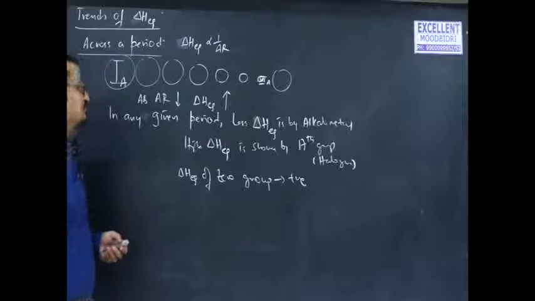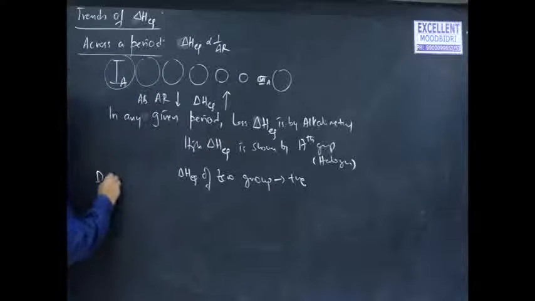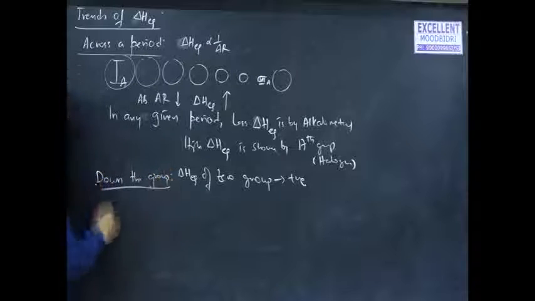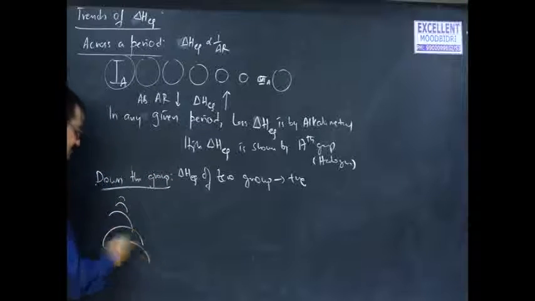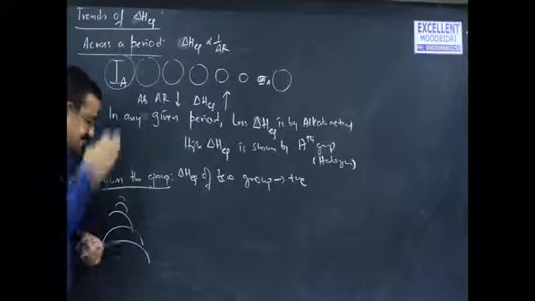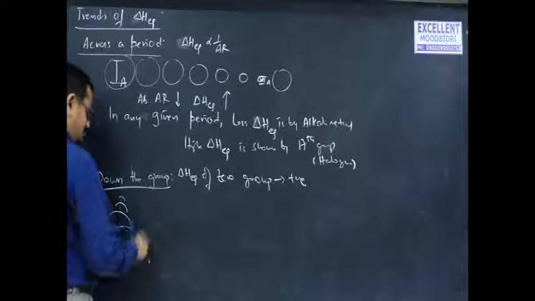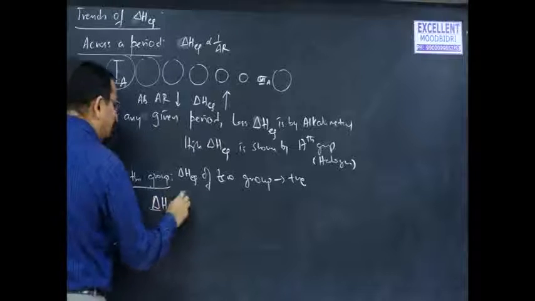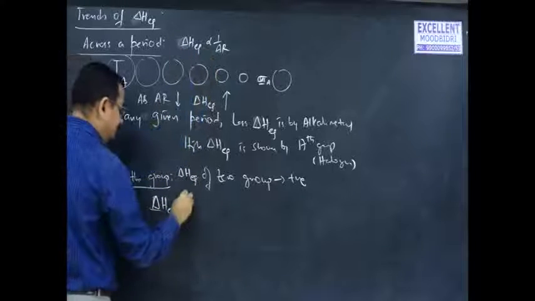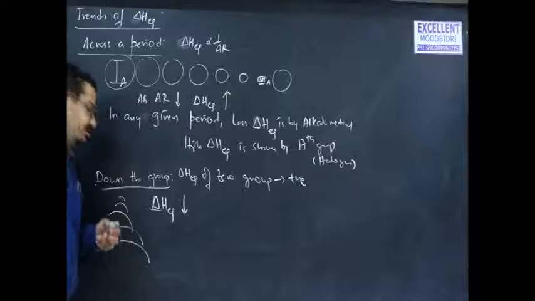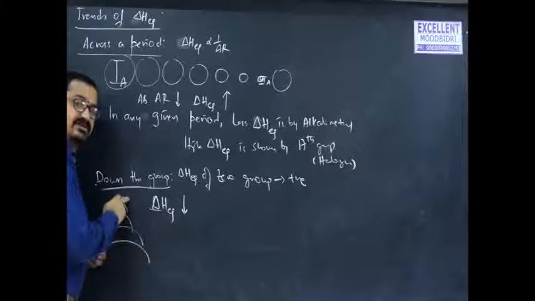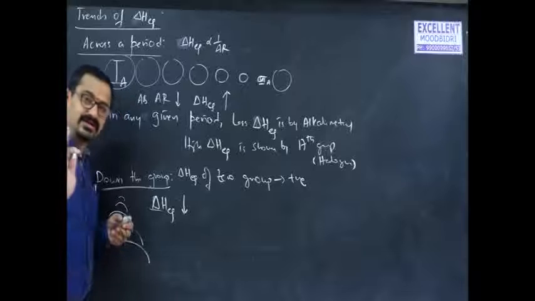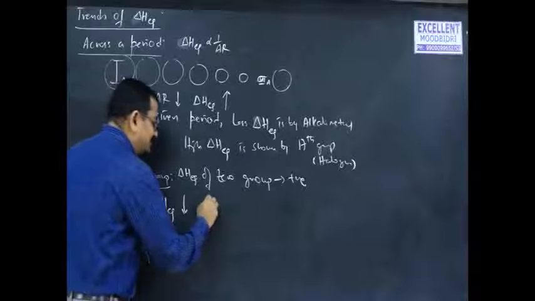Now, when it comes to the trend of electron affinity down the group, atomic radius increases down the group, so with the increase in atomic size, electron gain enthalpy decreases. So, in any given group, the first one will usually have a high electron gain enthalpy and the last one will have a low electron gain enthalpy. But there are some exceptions in this.